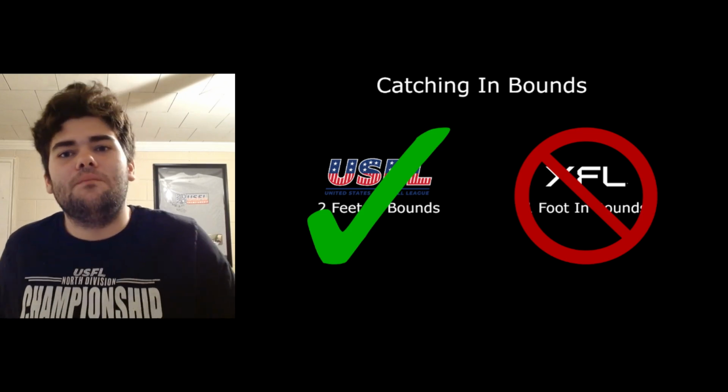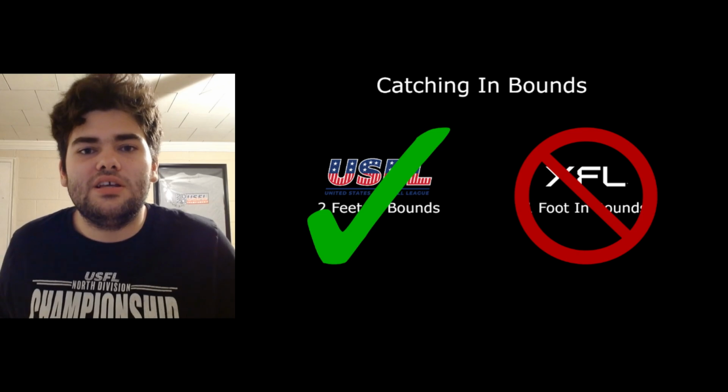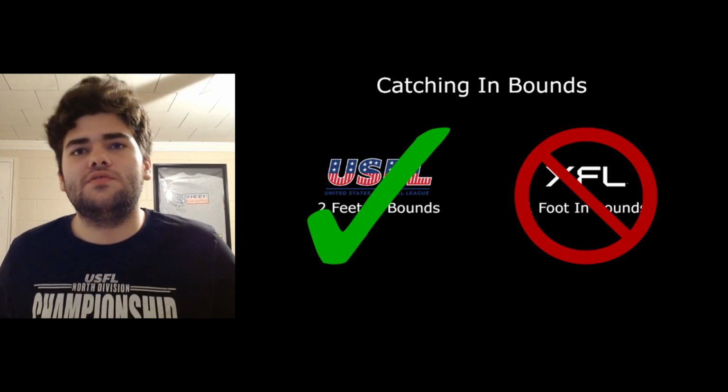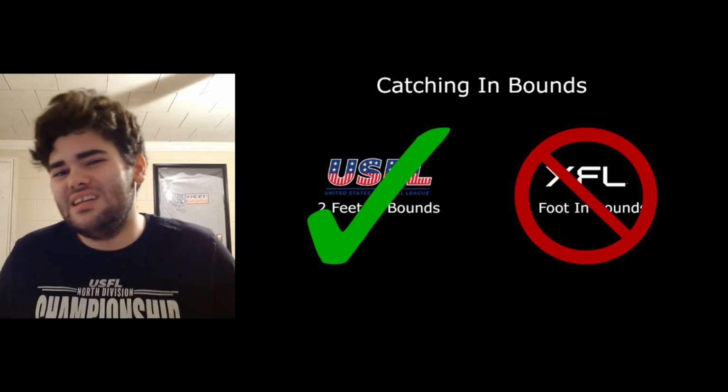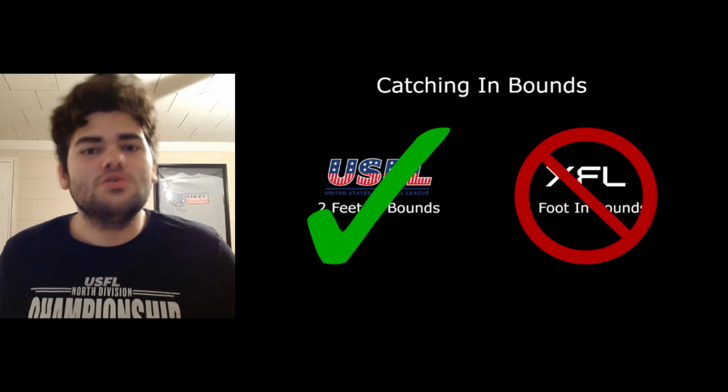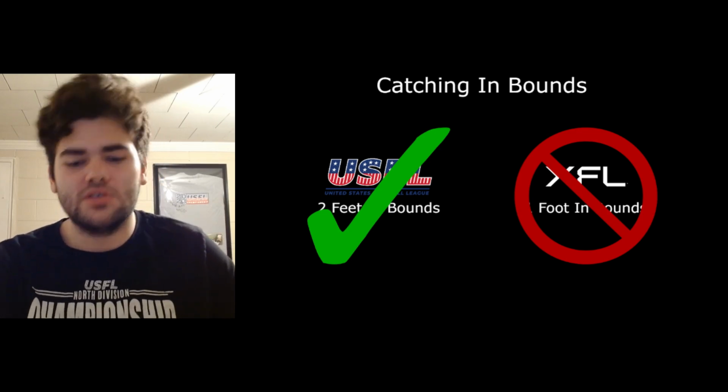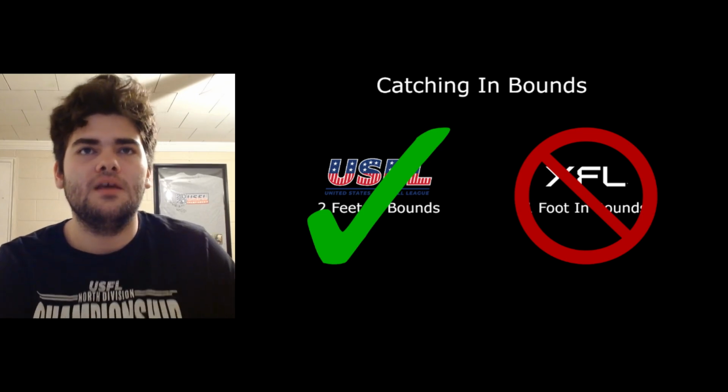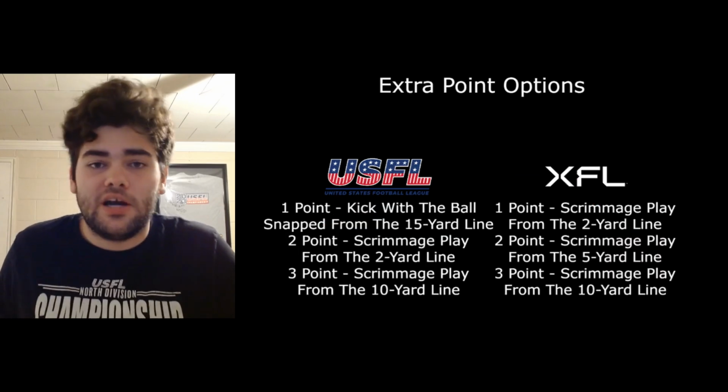so that the NFL scouts and all that can see, hey, this guy can get both feet in bounds. Whereas if you have the 1 foot in bound rule, it's not the same. This one's very obvious. The 2 feet inbound rule is clearly the one that this league should keep. Now, the next one is the extra point options.